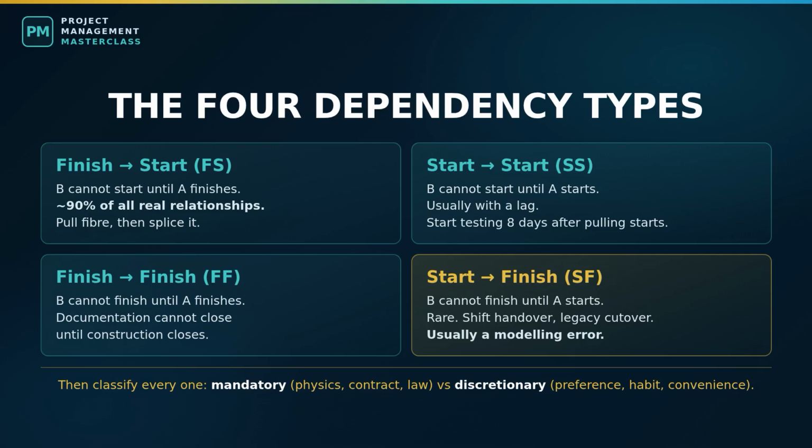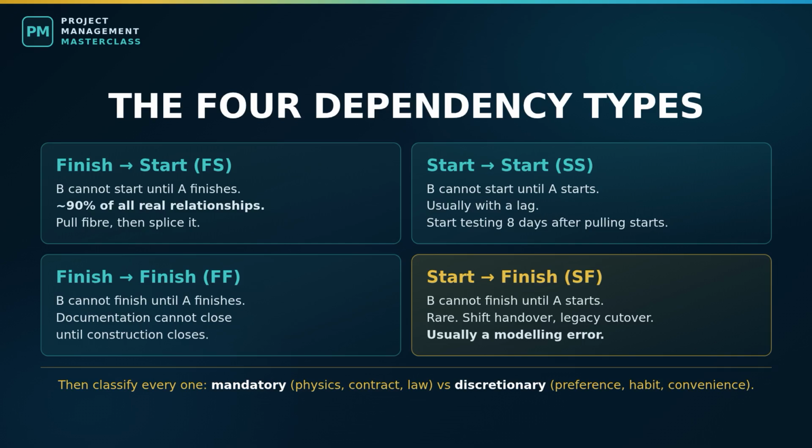Your team completes all design before starting any permitting, because that is how they have always done it. That is a habit, not a law. Write this down. Discretionary dependencies are the best place to look when someone asks you to shorten the schedule, because they can be broken for free. We are going to prove that with real numbers later, and the result surprises people.